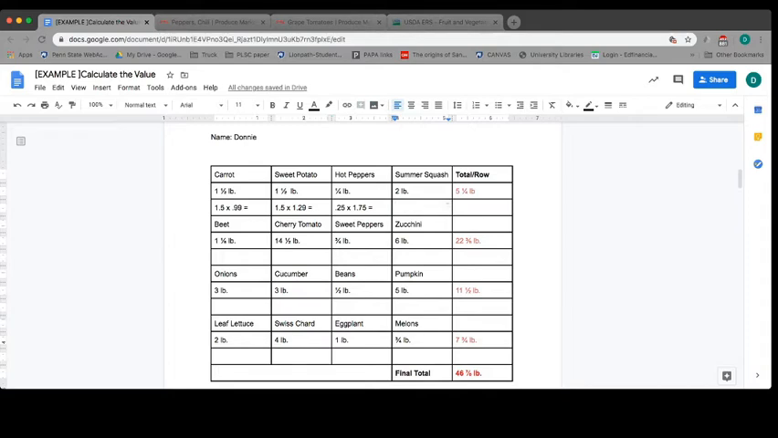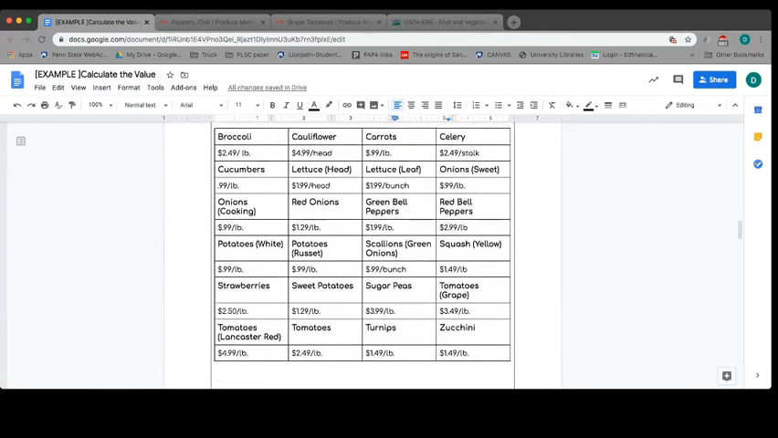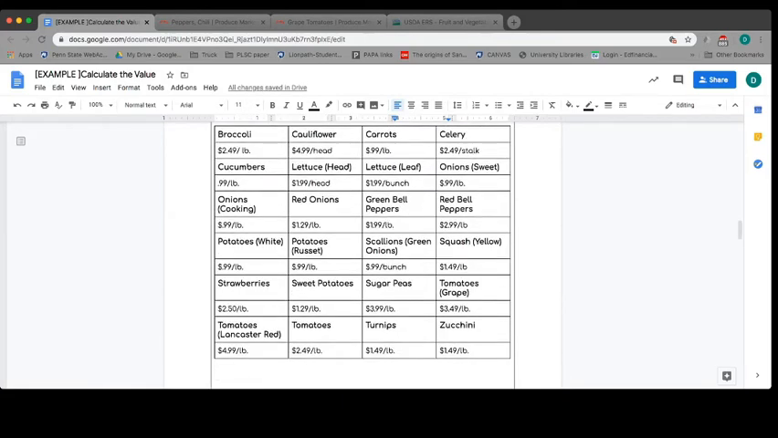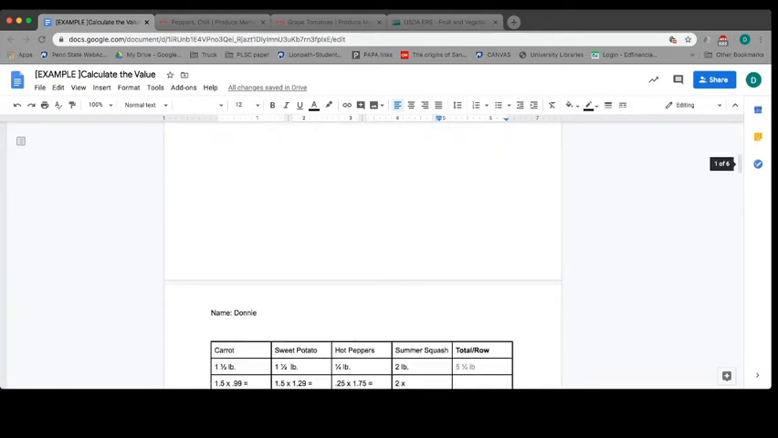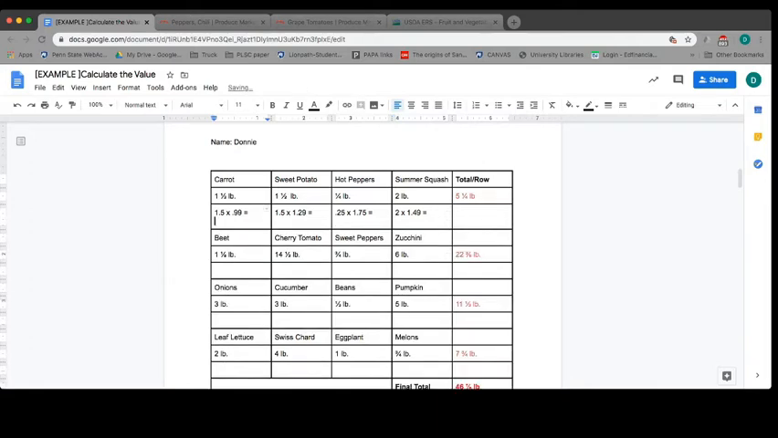Okay, summer squash, I have 2 pounds, so I'm going to start this problem with 2 multiplied by the price of a summer squash. Let's see, she has her squash here, $1.49 a pound. So 2 times $1.49 equals. All right.